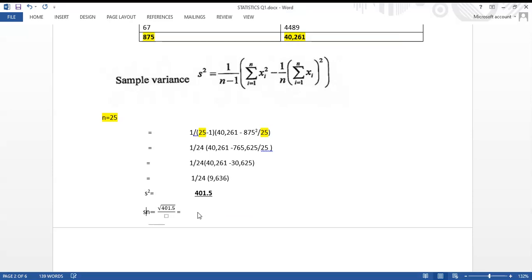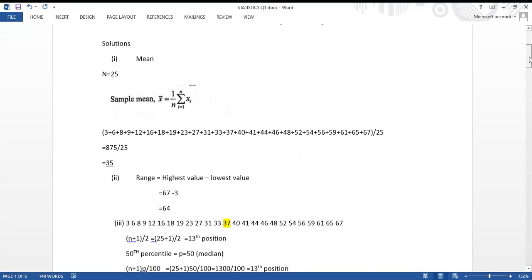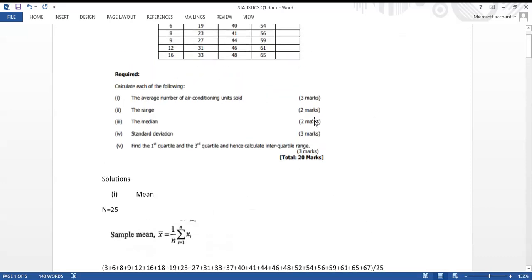Standard deviation, we just write it as an S. It is 20.04. That's the standard deviation.